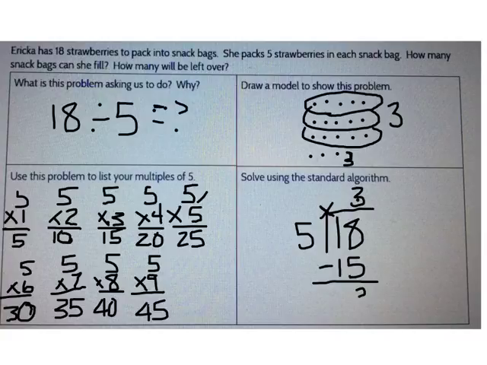8 minus 5 is 3. 1 minus 1 is 0. I have no more strawberries to divide into groups, so my answer is 3, remainder 3.